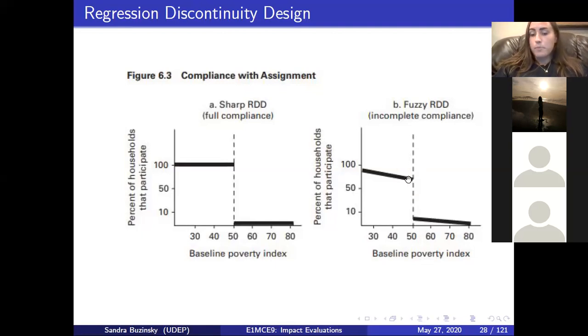So that's random, but then there are some groups on the treatment side that decide not to take up treatment for some reason. You can see that as you get closer to 50, obviously the households are richer, so maybe they feel less of a need to participate. And on the other side, although the participation is low, there are some households close to the cutoff that do somehow participate. So if we were just to take the difference in means, it wouldn't be accurate.